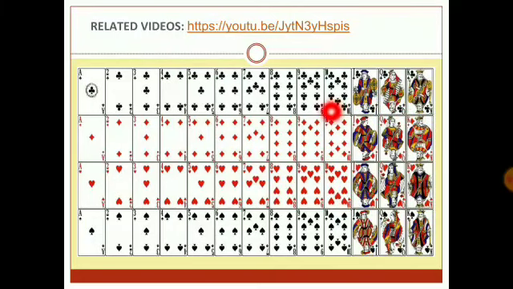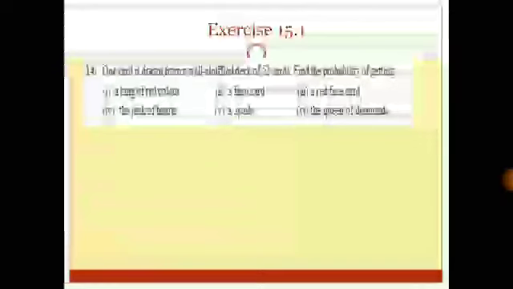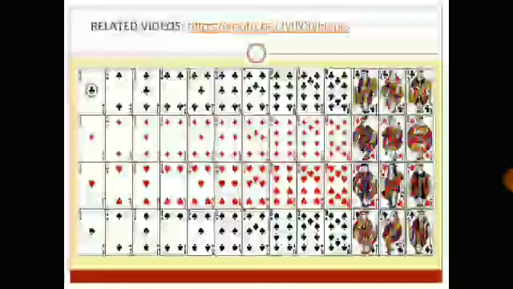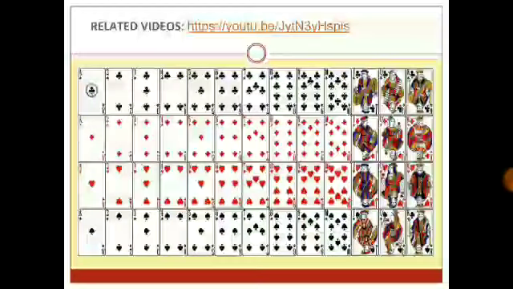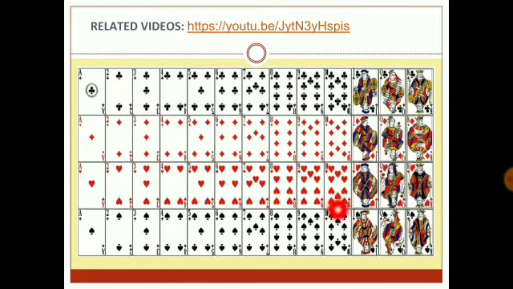So the probability of getting a red face card is 6 by 52, which is 3 by 26. The next part is a Jack of Hearts. How many Jack of Hearts are there in this pack of 52 cards? There is only one Jack of Hearts. This is that Jack of Hearts out of the 52 cards. That means the probability of getting a Jack of Hearts is 1 by 52.